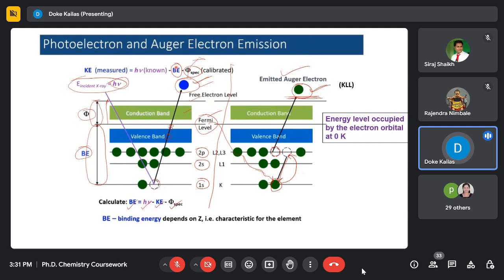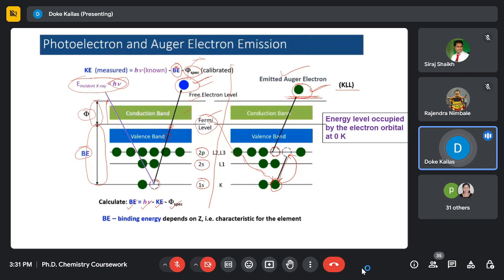Such Auger emission you will find in research papers with the notation KLL in the spectra. Auger emission is there, but it is denoted as KLL. A photoelectron is emitted from the K shell, an electron from the L shell jumps to fill the vacancy, and another electron is ejected from the L shell, which is an Auger electron. That's why it is called a KLL Auger electron. Okay, is that clear?